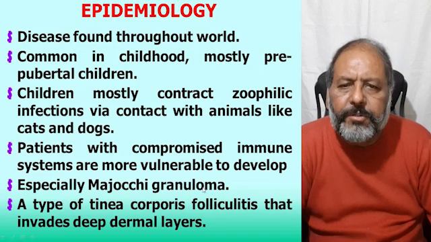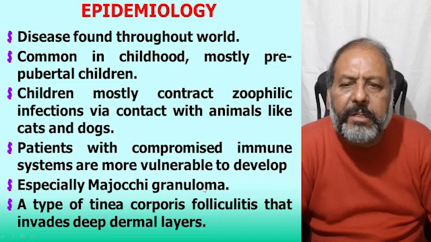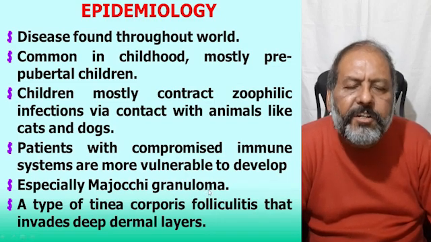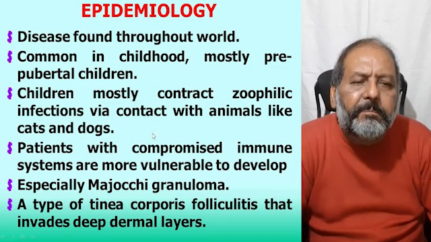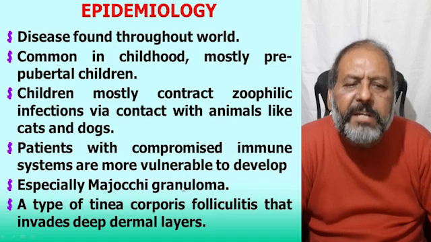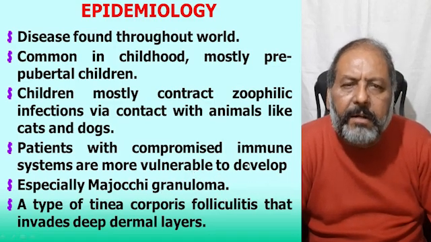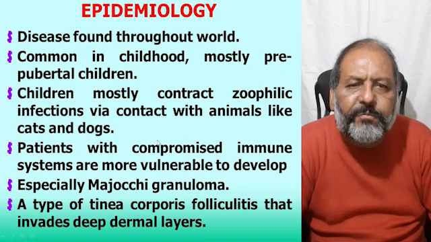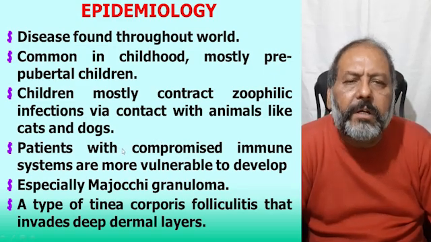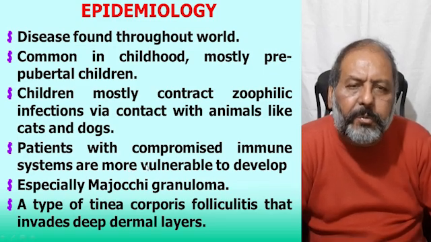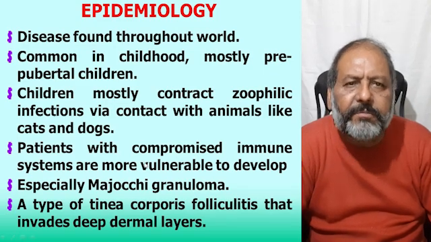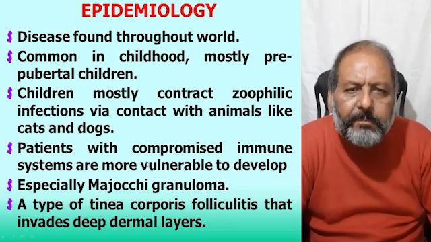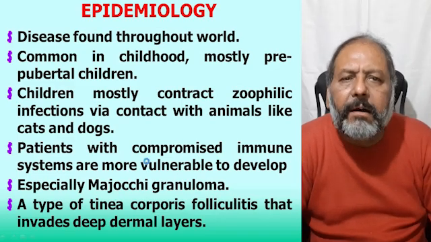Now, epidemiology. The disease is found throughout the world, but it is common in childhood, mostly pre-pubertal children. Children mostly contract zoophilic infection via contact with pet animals like cats and dogs. Patients with a compromised immune system are also more vulnerable to develop this infection, especially Majocchi's granuloma. It's a type of tinea corporis folliculitis that invades the deep dermal layers. The majority of cases do not involve the dermal layer, but lie only at the superficial layer of the skin.